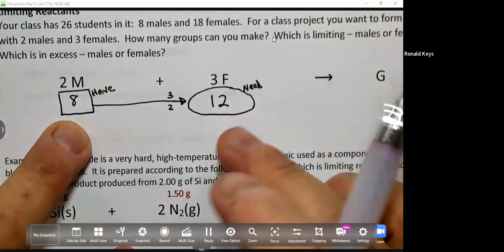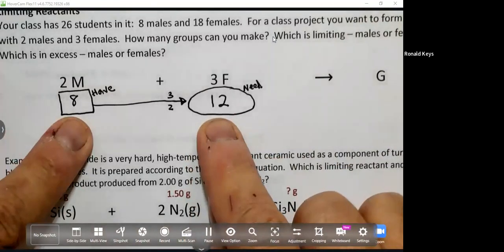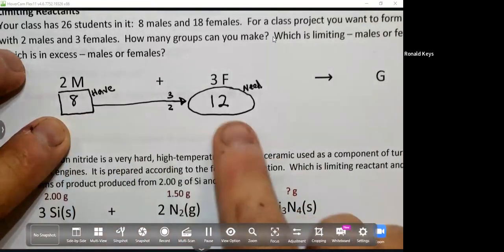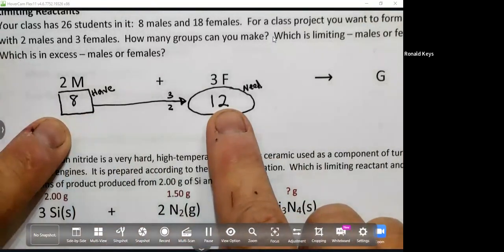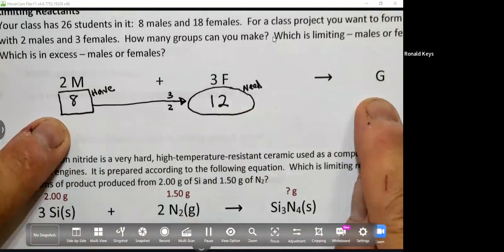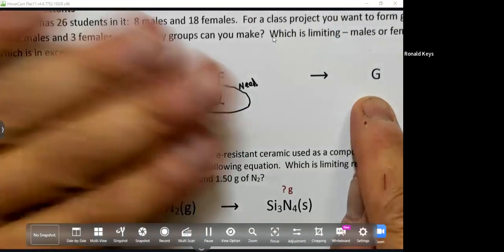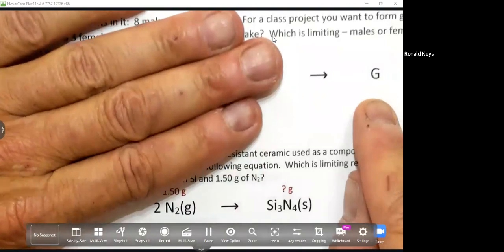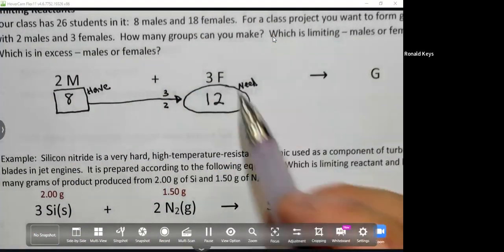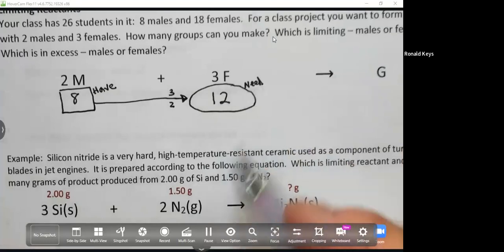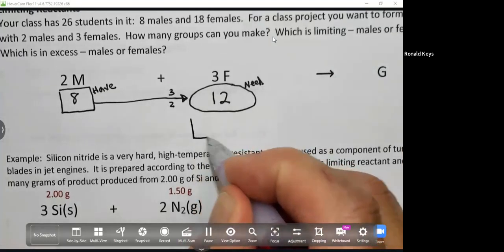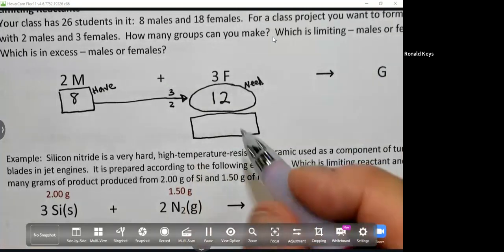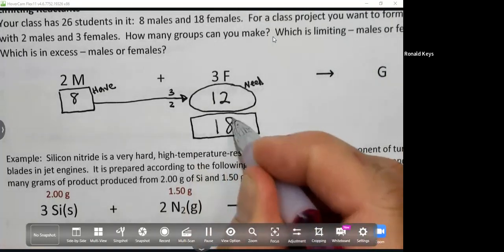If I have a class of 20 students, of which 8 of them are males, 12 are females, everybody's going to end up in a group. Yes? Nobody's left over. There is nobody left over. However, I don't have 12. Down here, I'm going to put in exactly what I have. I have 18.